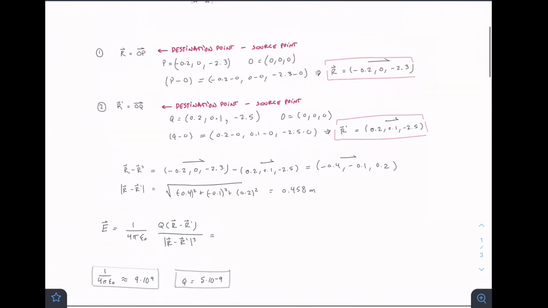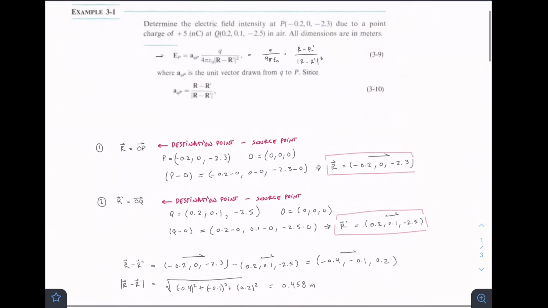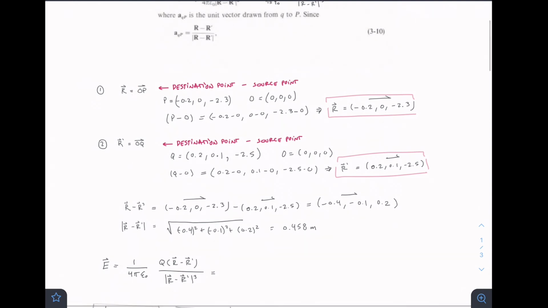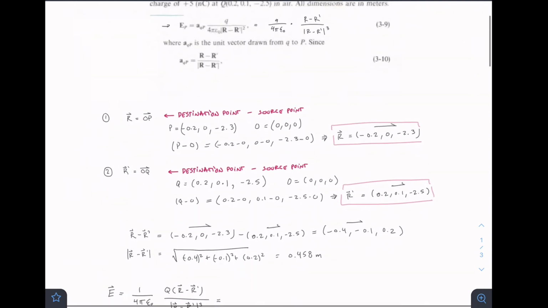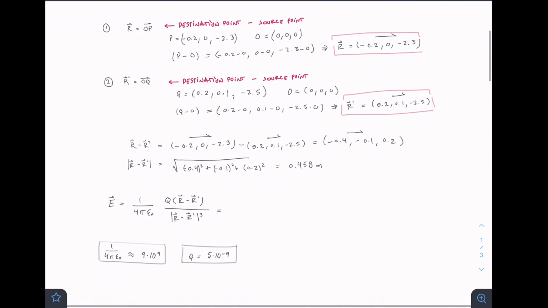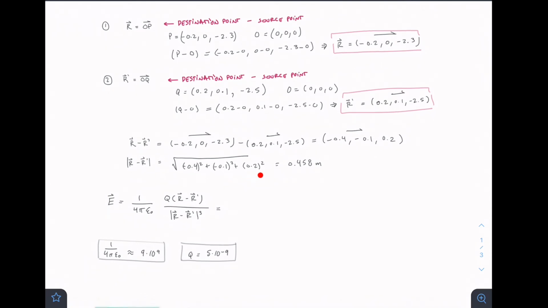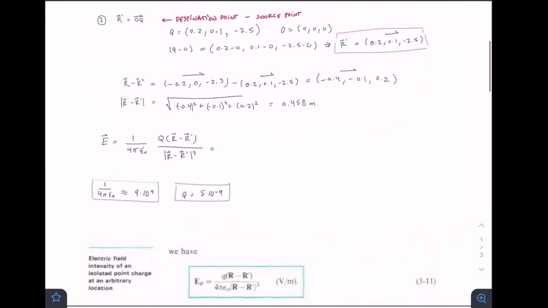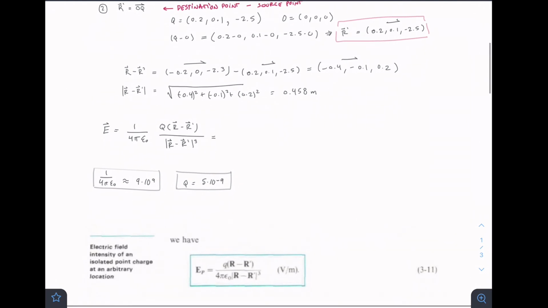Just to recap what we did: we were given two different locations, the point where we were trying to find the E field and the point where the charge was. So we had to find this OP and OQ, measuring from the origin to get r and r prime. Then we had to do r minus r prime, which is all of the x components, x minus x, y minus y, z minus z, to find that vector. Then we found the magnitude, which is the square root of all of the components squared.